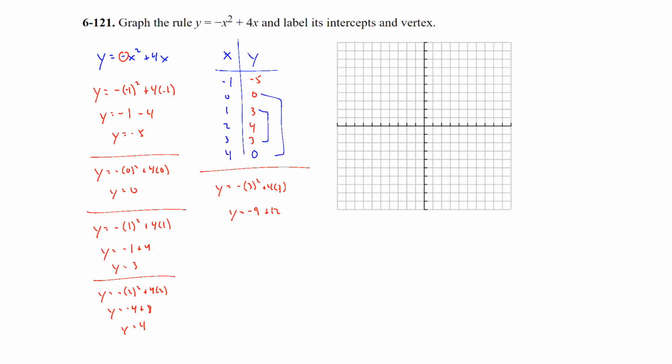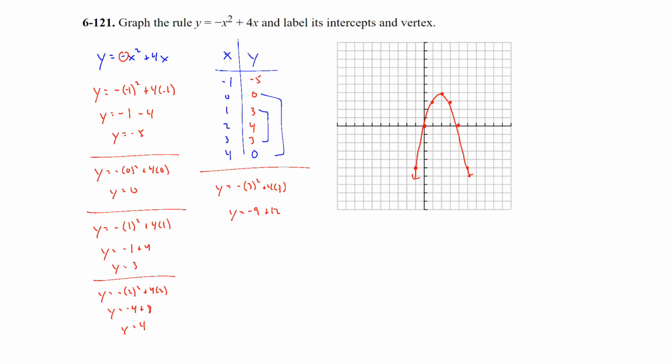I have -1, -5. So there's that point. 0, 0, 1, 3, 2, 4, 3, 3, 4, 0. And because of the symmetry, I'm also going to put 5, -5 as well. And so we do want to graph it, so let's go ahead and make that line a curve there, nice smooth curve hopefully. And we've done the first part, we've graphed it.